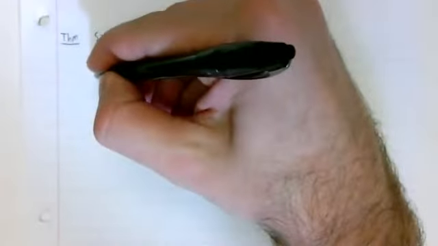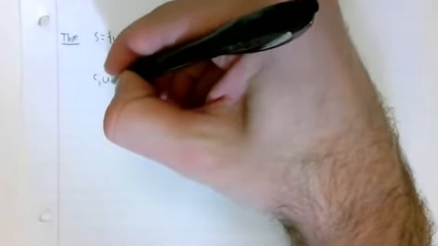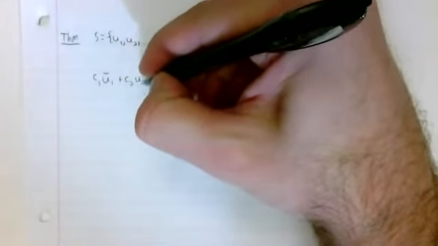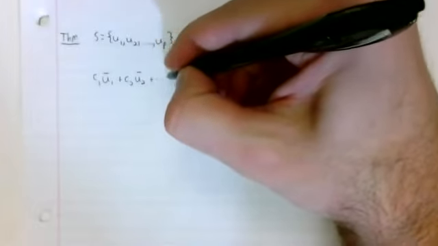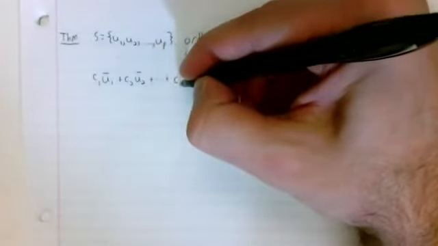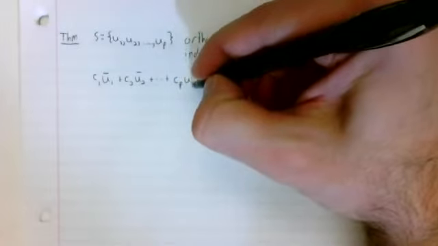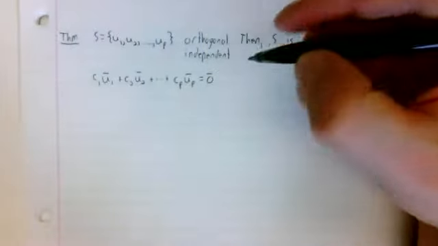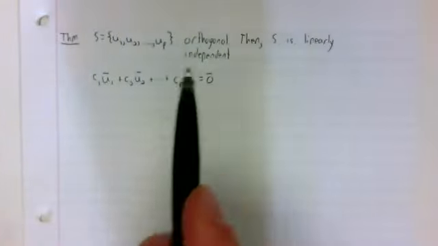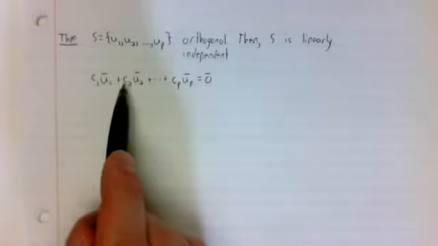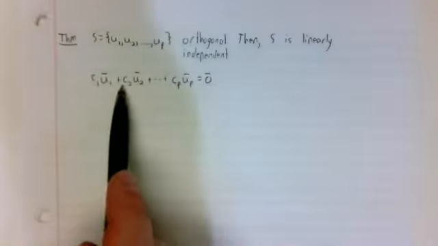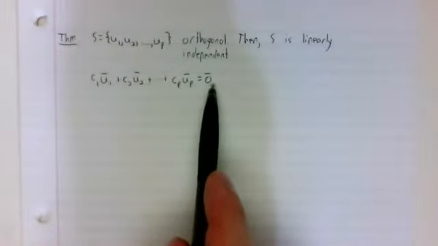How do we know that? Well, by the definition of independence, if this set is linearly independent, then the only way for this combination to be zero is if all of the coefficients are zero. So let's say we have this set equal to zero.